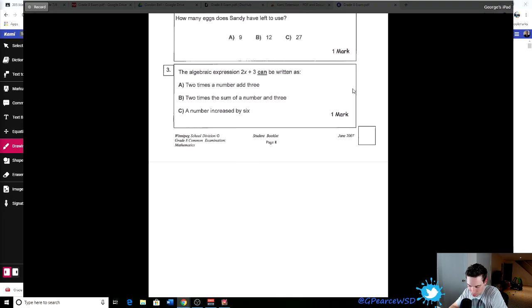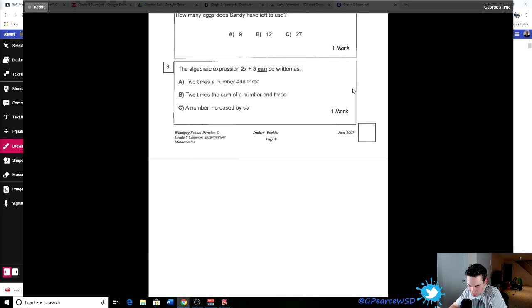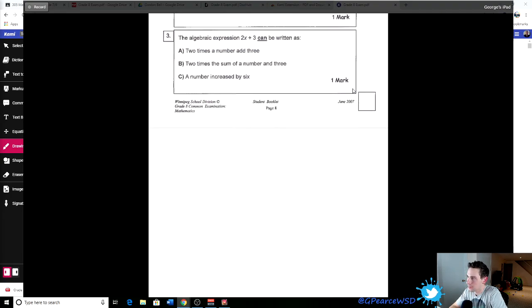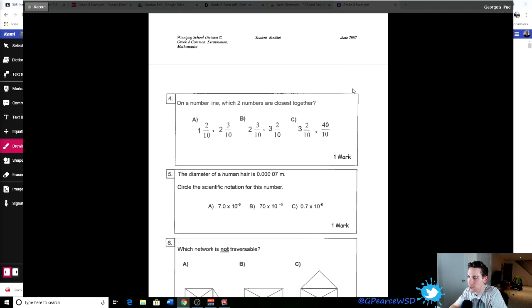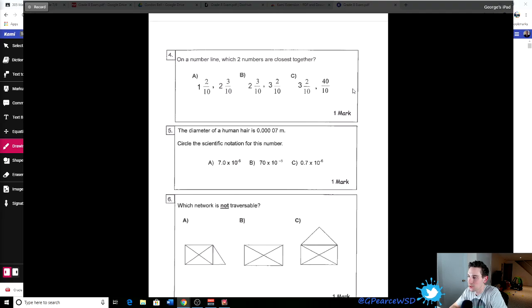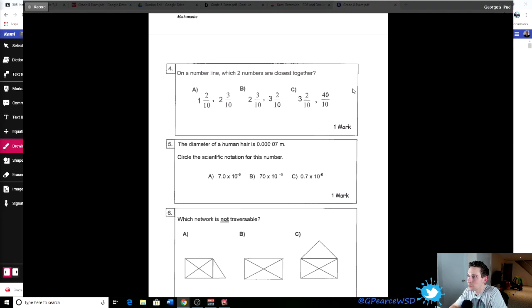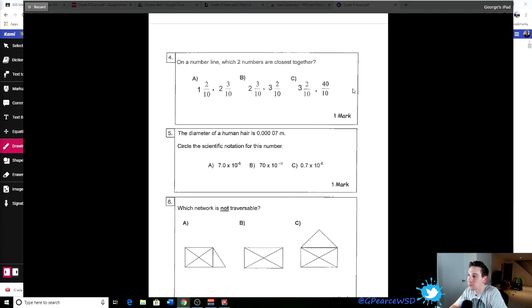Algebraic expression, 2x plus 3 can be written as 2 times a number, add 3, 2 times the sum of a number, add 3, a number increased by 6. So there's definitely some word, like vocabulary stuff here that you guys need to be paying attention to. On a number line, which 2 numbers are closest together? Interesting.